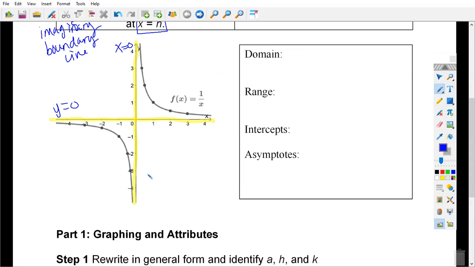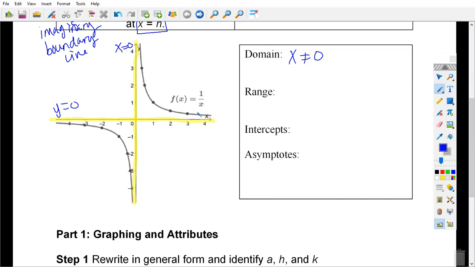These asymptotes cause restrictions in our domain. Okay? So when we look here, our domain, x cannot equal 0, right? We'll never have x equal to 0. So our domain is x cannot equal 0. It can be anything else, but not 0. Does that make sense?